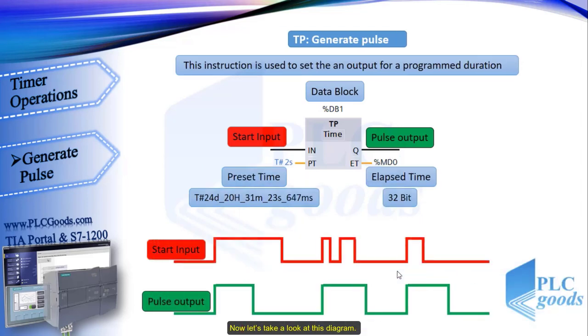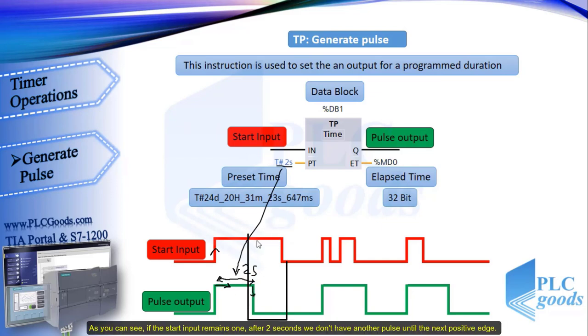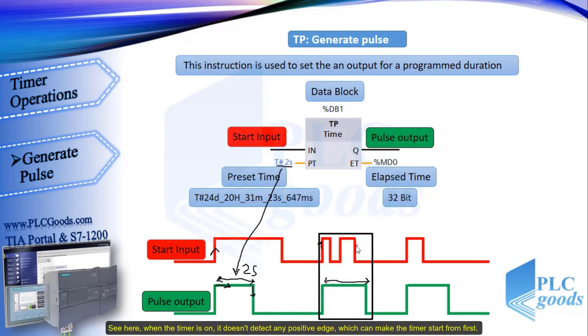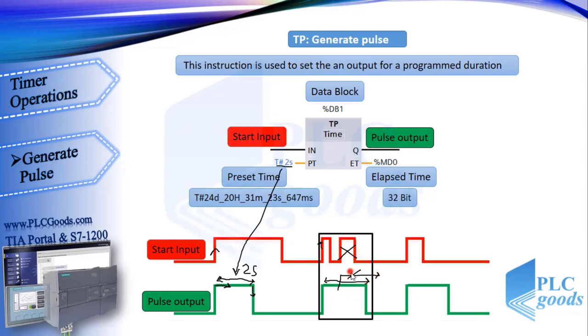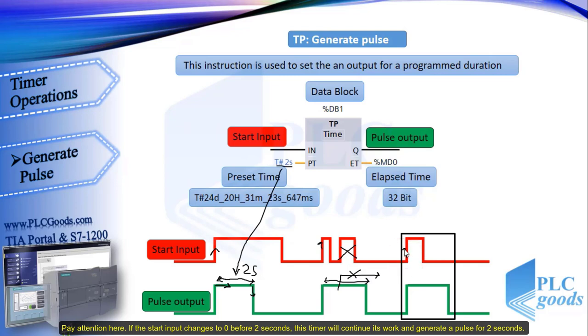Now let's take a look at this diagram. When we have a positive edge at the start input, we will have a pulse at the timer output for 2 seconds. As you can see, if the start input remains 1, after 2 seconds we don't have another pulse until the next positive edge. See here, when the timer is on, it does not detect any positive edge, which could make the timer start from the beginning. Pay attention here. If the start input changes to 0 before 2 seconds, this timer will continue its work and generate a pulse for 2 seconds.